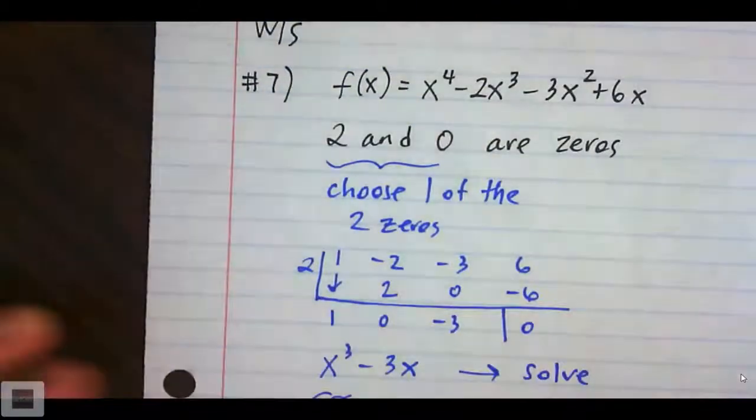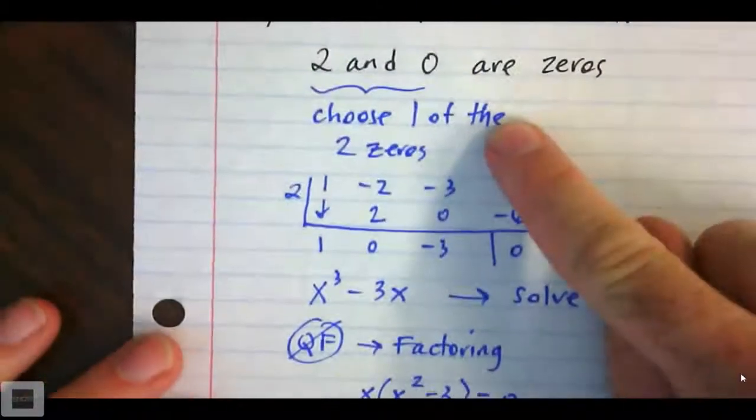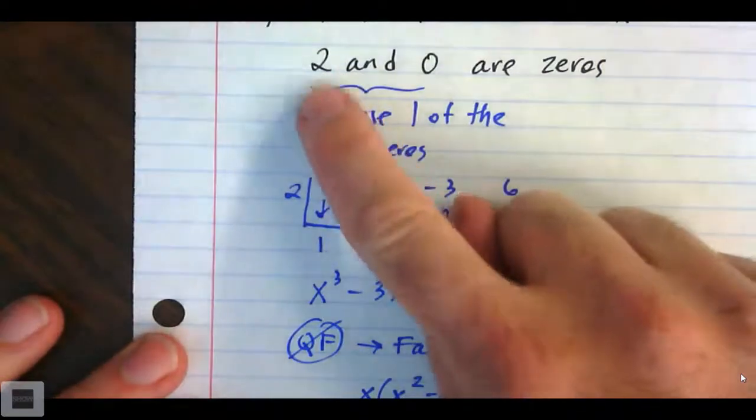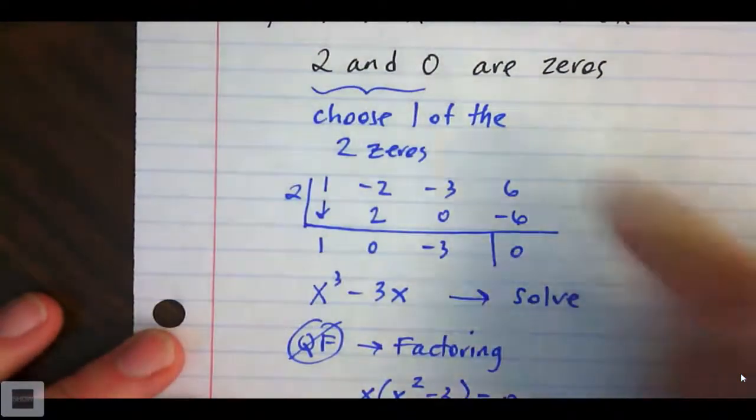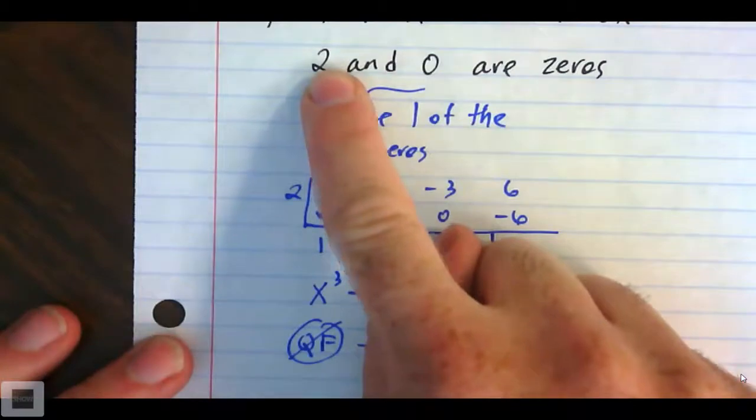Now, let me recap. I chose one of the 2 zeros. So I chose, fantastic, I chose 2 to work with. I could have done 0 if I wanted to. So I worked with 2.